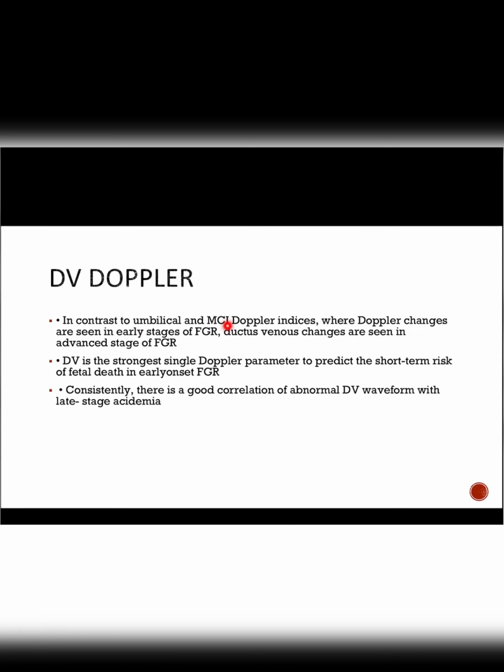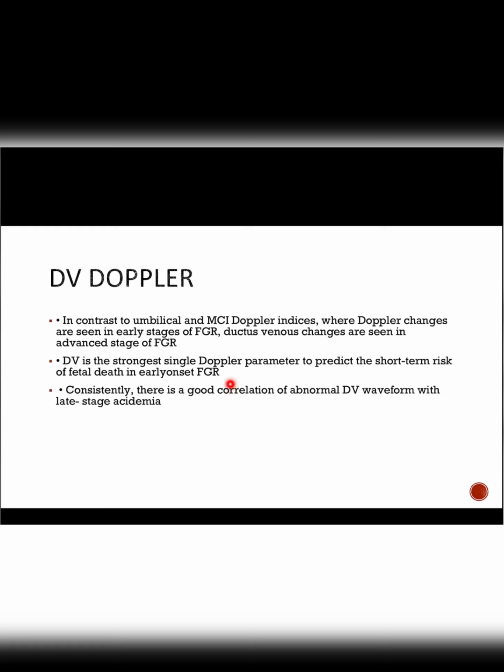In contrast to umbilical and MCA Doppler indices, where Doppler changes are seen in early stage of FGR, ductus venosus changes are seen in the advanced stages of FGR. Ductus venosus is the strongest single Doppler parameter to predict a short-term risk of fetal death in early onset FGR.